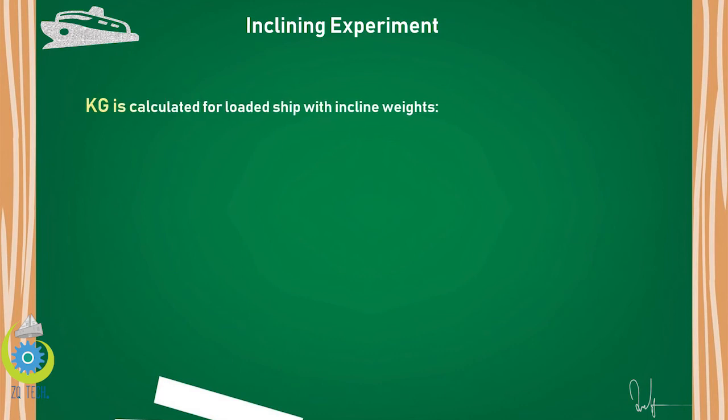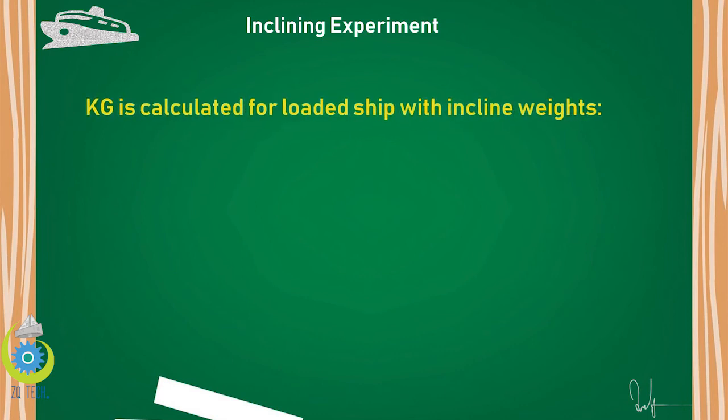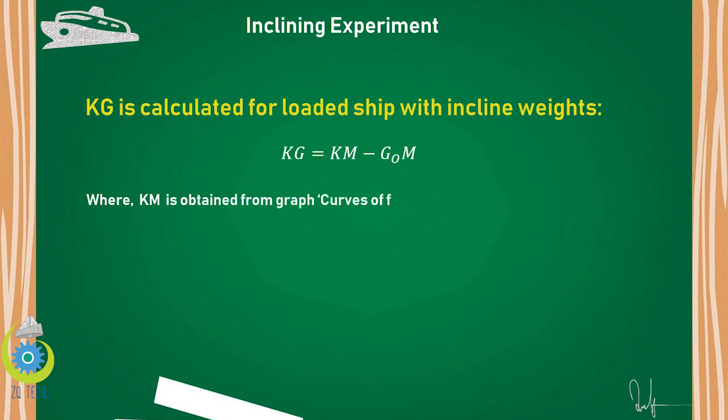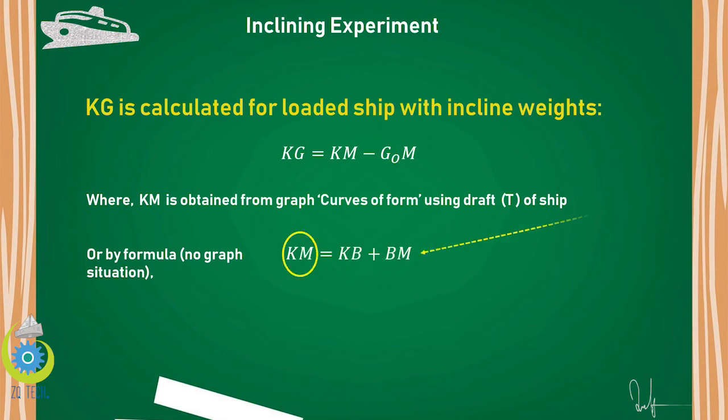In this case, KG is calculated for the loaded ship weights. With the inclined weights, the ship is known as a loaded ship. So that is the formula of KG, where KM is obtained from the graph curves of form using the draft T of the ship. If there is no graph, then you can use this formula to find out KM. Put the value in the above formula.